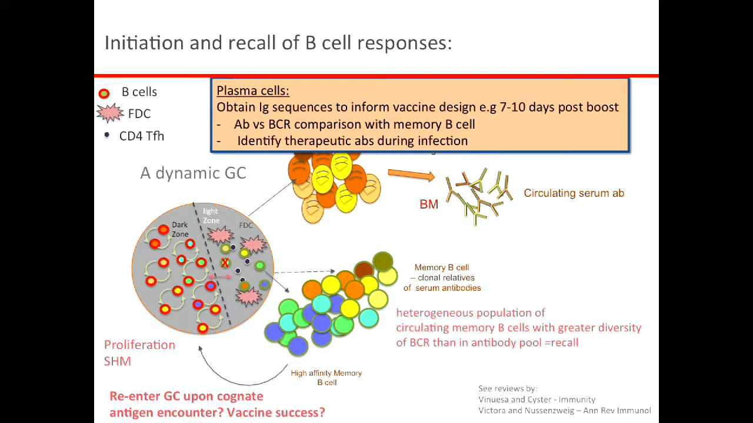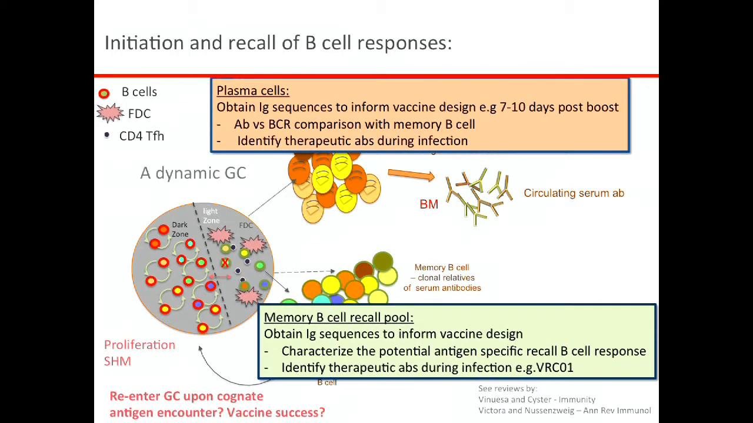So you can compare this to the B-cell receptors from this compartment and have a look at the familial relationships and the clonal relatives to serum antibodies. We can also identify therapeutic antibodies in this way. We can study the memory B-cell pool where we obtain IG sequences exactly the same way, and we can characterize the potential antigen-specific recall B-cell responses. And we can identify therapeutic antibodies, for example, VRC01 for HIV infection.